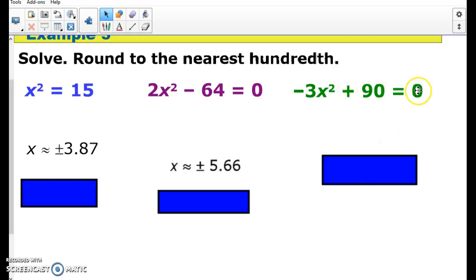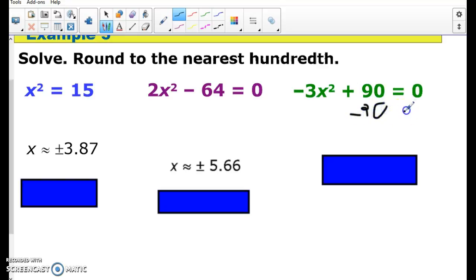You subtract 90 from both sides, so you have negative 3x squared equals negative 90. Let's actually do this one so we don't get lost in the conversation. Some of you were thinking, well, it's going to be a no solution because it says equals negative 90. But don't forget about that negative 3 in front of the x squared. So if I divide by negative 3, I end up with x squared equals a positive 30. So then I just need to find out what the square root of 30 is.